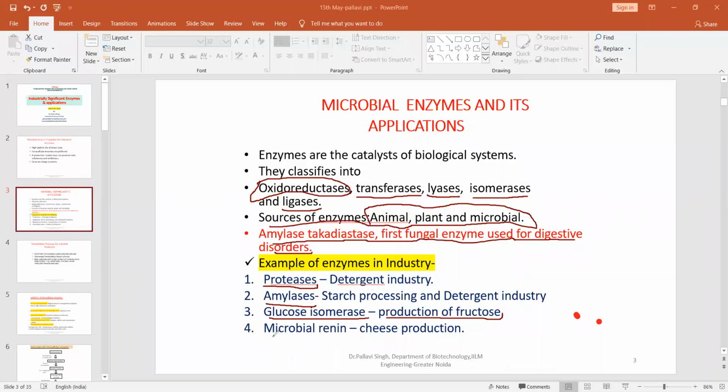Now talking about the dairy industry, we like to eat cheese a lot. So microbial renin, this renin is also secreted in human beings, but we isolate the renin from microbes, and this renin is used for production of cheese. I'll go to more detailed processes.